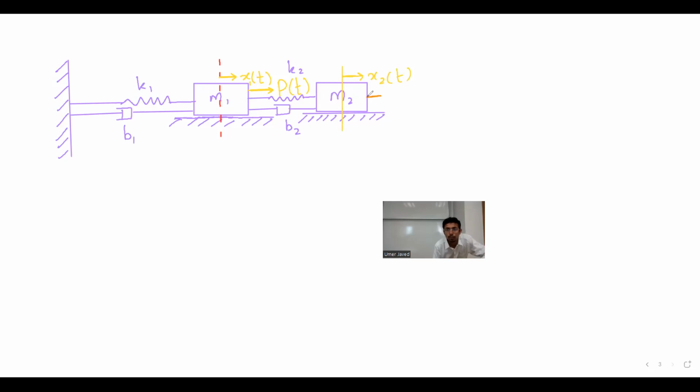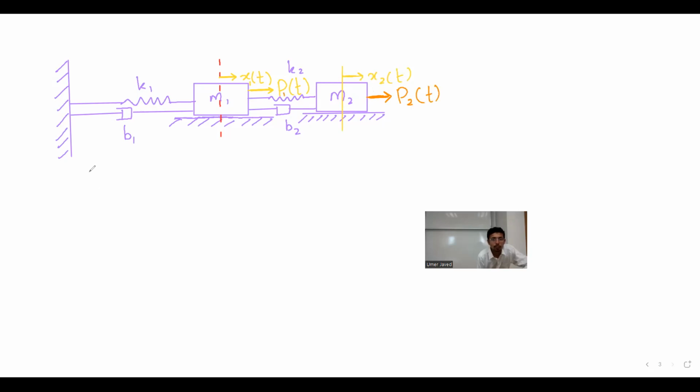Okay, now I have a force. Let's call it P2. This one is P1. So just do it. Summation of forces in the x direction is equal to M1 X1 double dot. Okay, free body diagram. I'm sure you guys are comfortable now. What is that? If the X1 is positive to the right, my spring force will always oppose it, right? So it will be X1 minus, what is the deflection of this point?